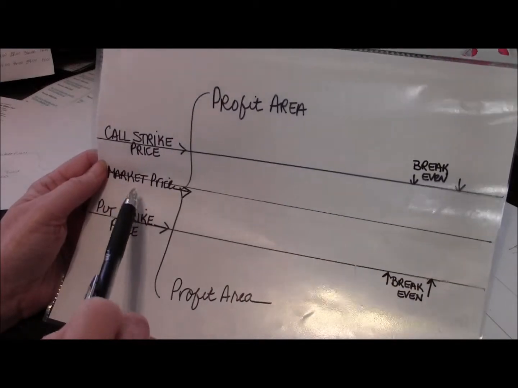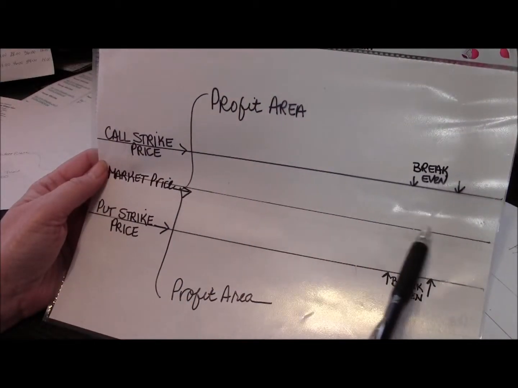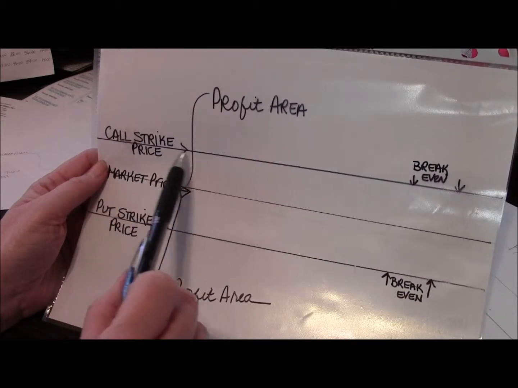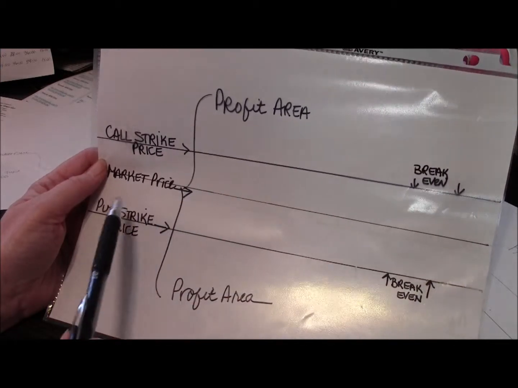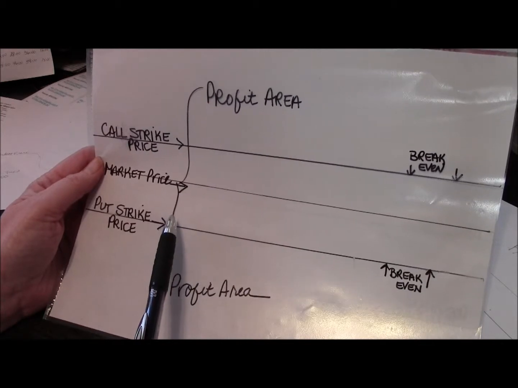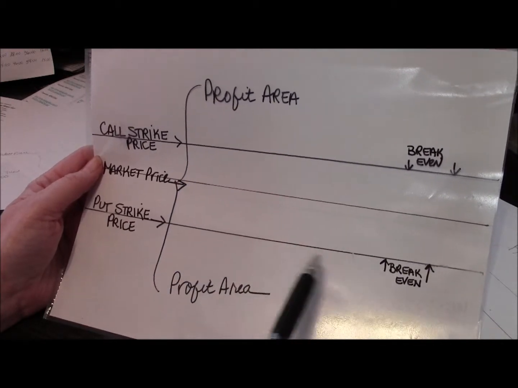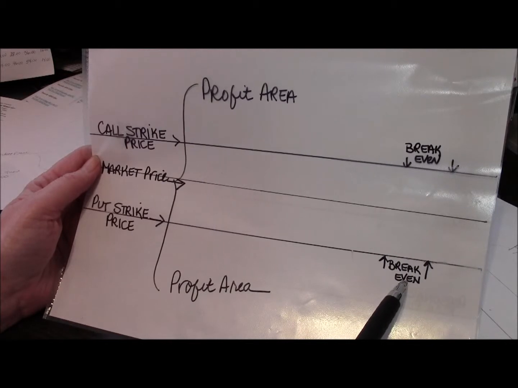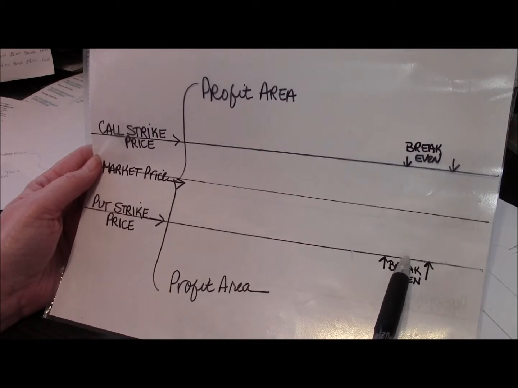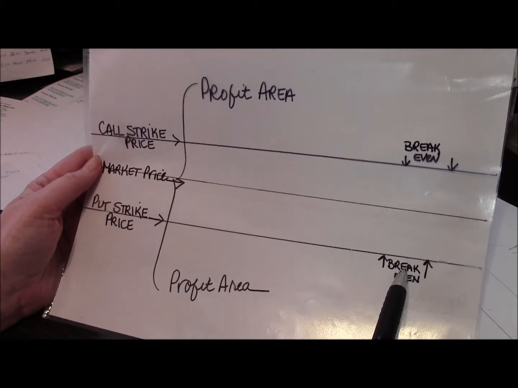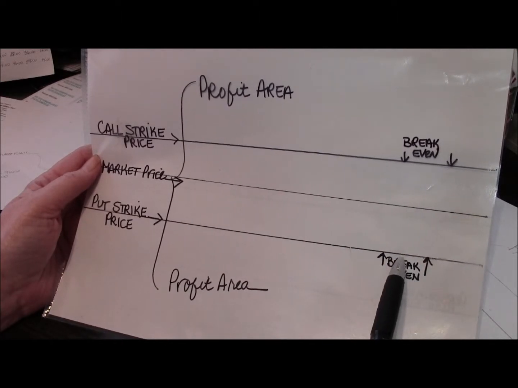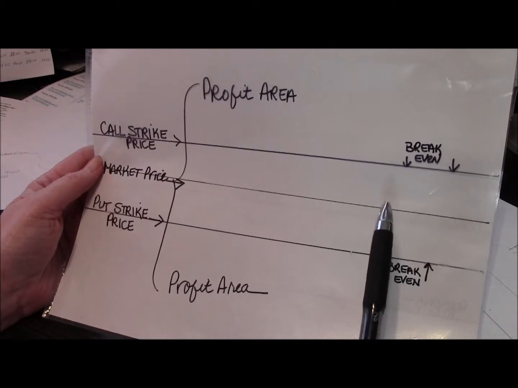And just to quickly go over it, if this is the market price in here, say that's $25, and the call strike price is say 28, and the put price is say 22, whatever. When you purchase an option, you get what's called the break-even price, which is slightly higher than your strike price or slightly lower than your put price, because you have to still pay your commissions.